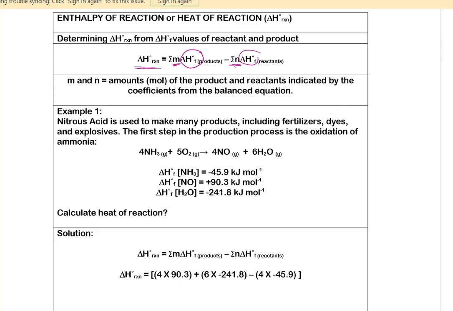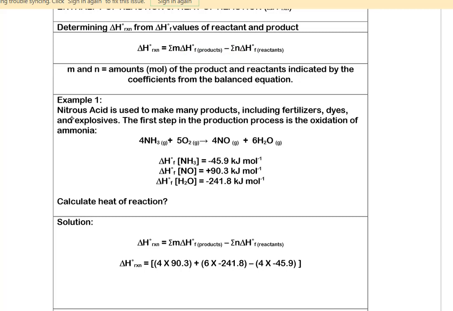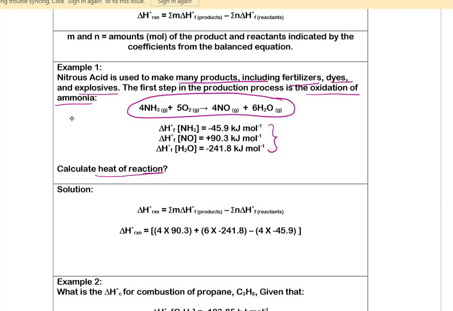Okay, so if we look at the example, nitric acid is used to make many products including fertilizer, dyes and explosives. The first step in the production process is the oxidation of ammonia. So given the chemical equation here and several enthalpies of formation of molecules, the question asks you to calculate the heat of reaction, which is delta H. So we can use this formula.